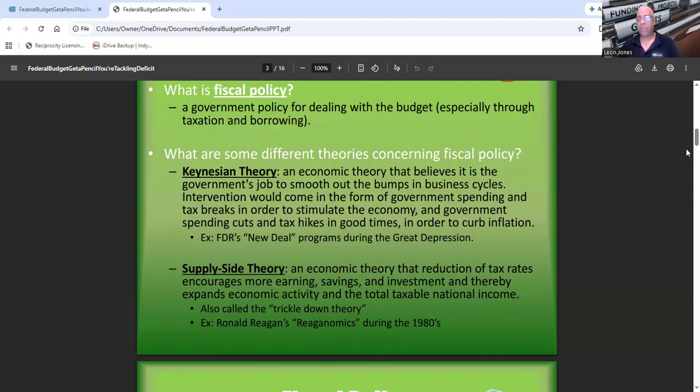Now, when we talk about the supply side theory, this is something that came from the 1980s during Ronald Reagan, called Reaganomics. Now, this is what people don't like about capitalism. Does it trickle down? No, but the supply side theory is known as the trickle down theory.